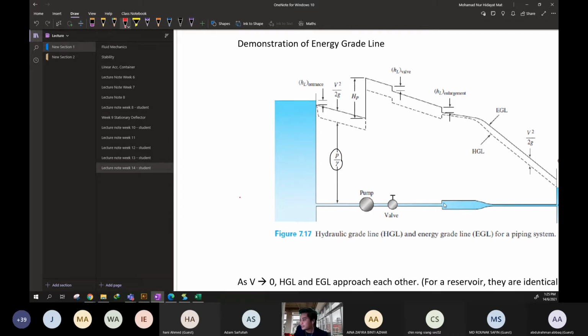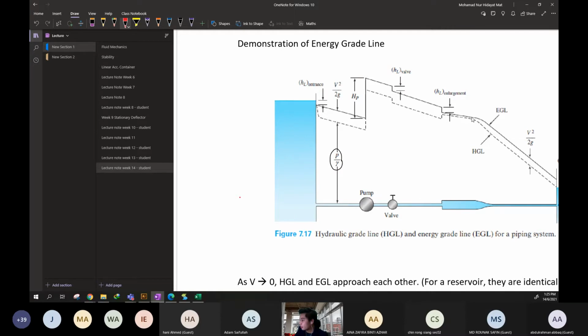And then you can see there is a slight change of geometry. It is an expansion, a sudden expansion. And then the pressure increases a little bit only.